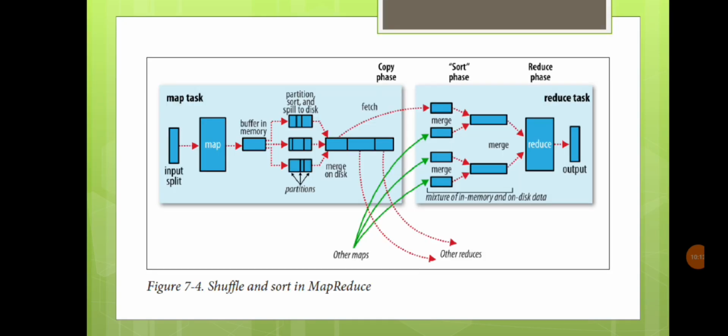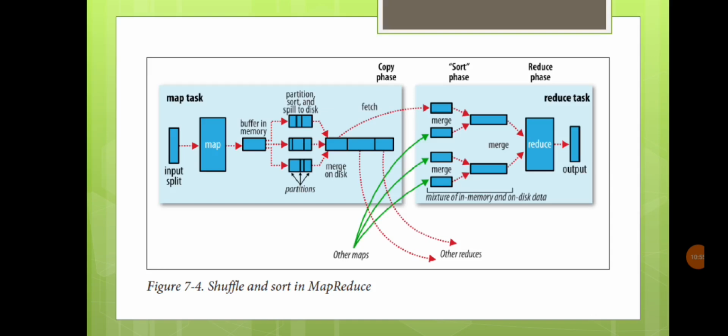Here the diagram shows the shuffle and sort in MapReduce. We give the input split as the data entering the mapping phase, and then it is buffered in memory, and partition, sorting and spilling to disk take place, partitioning takes place, and merging on the task. The data is then fetched by the reduce phase. The map task is only mapping the input, partitioning and sorting it, and then it brings it to the reduce phase.